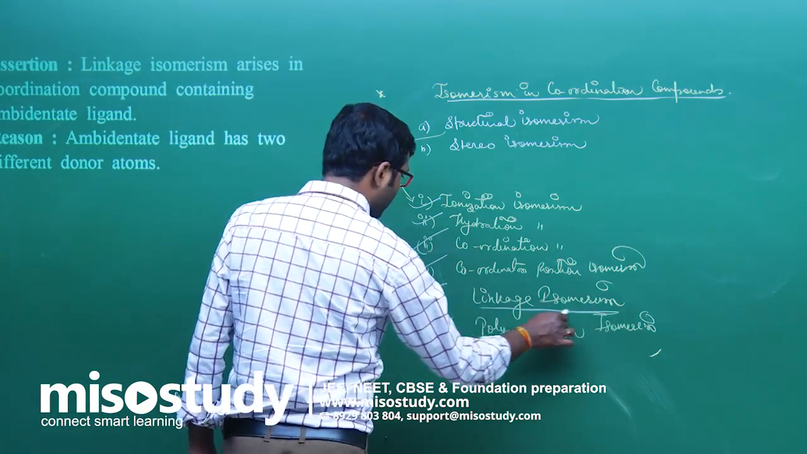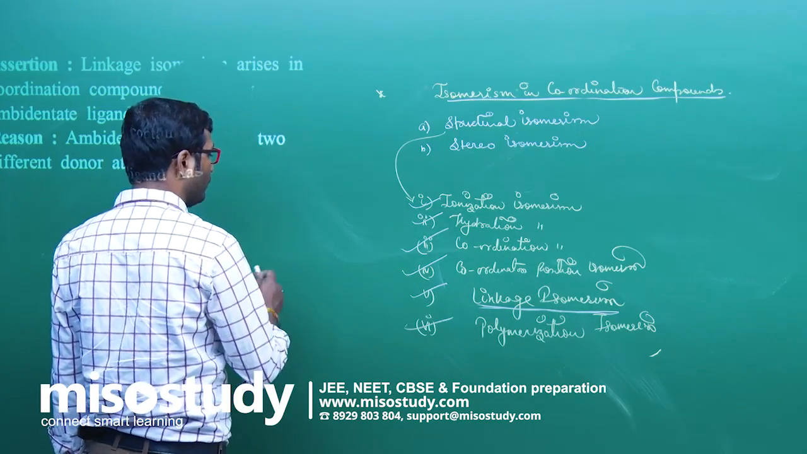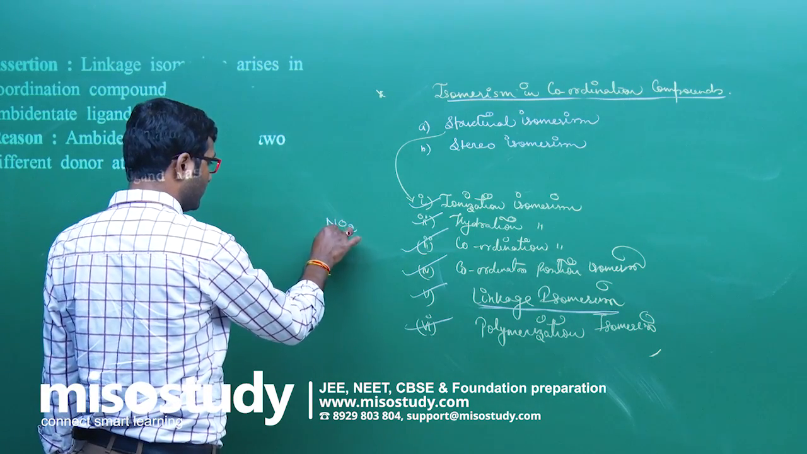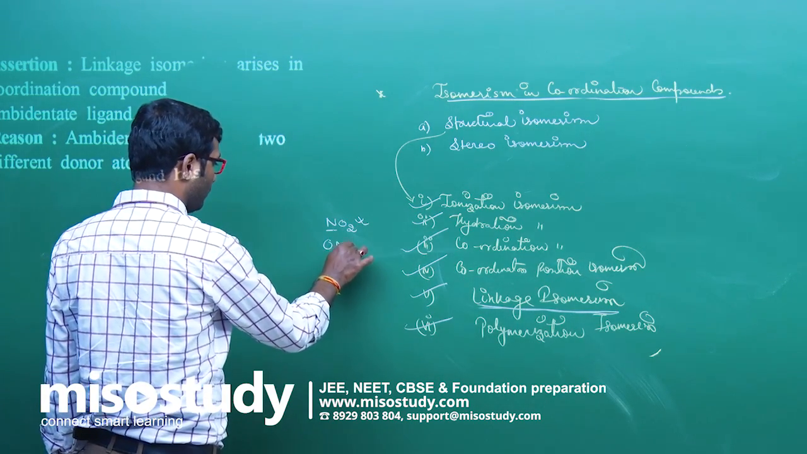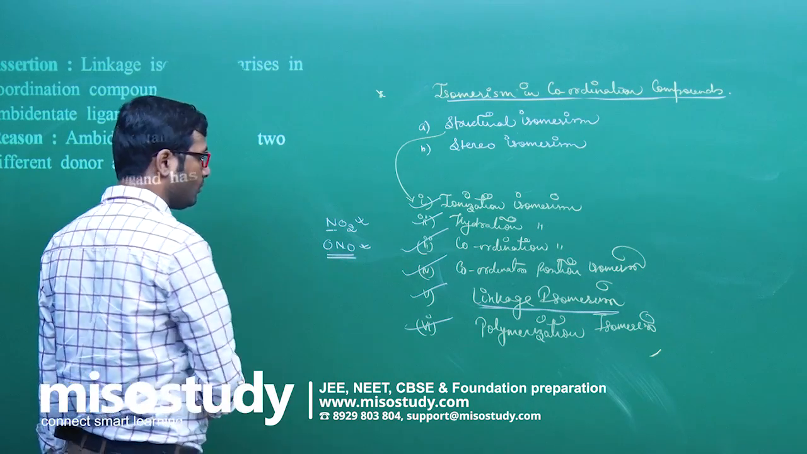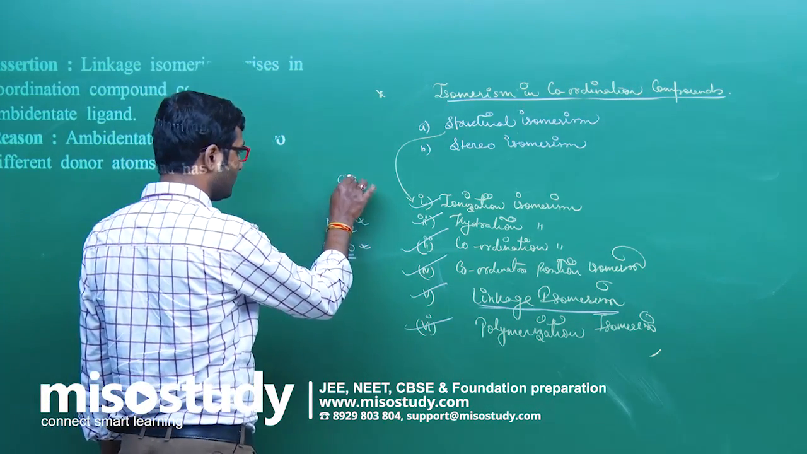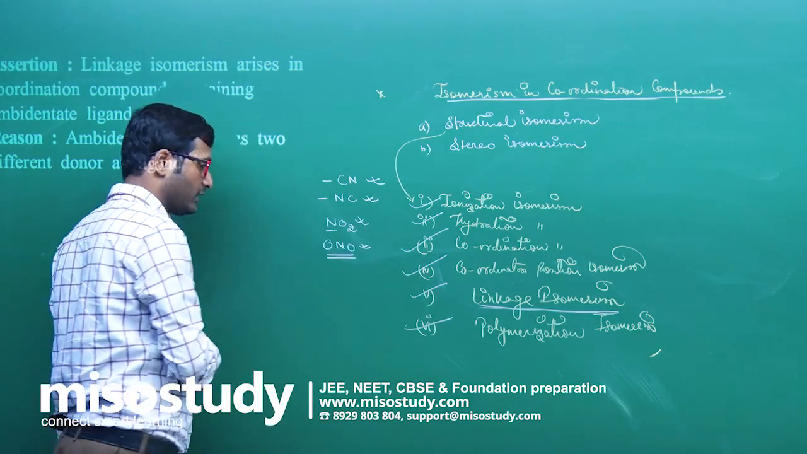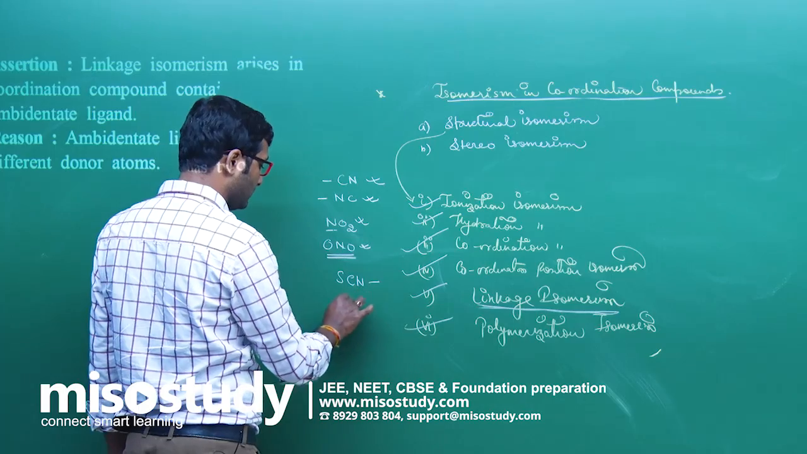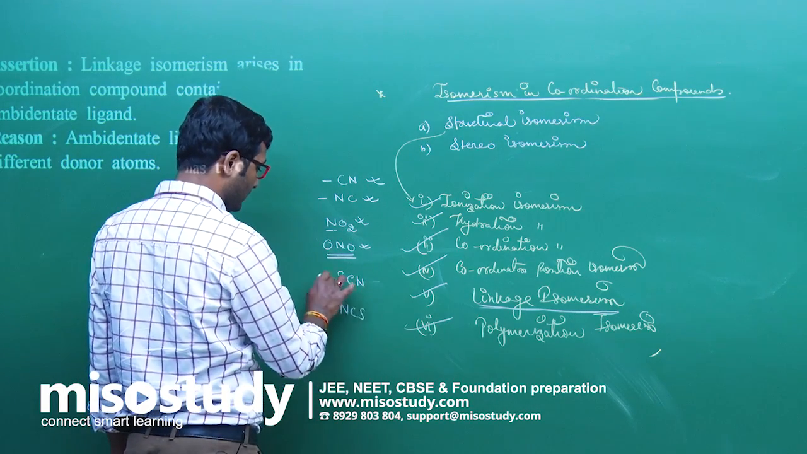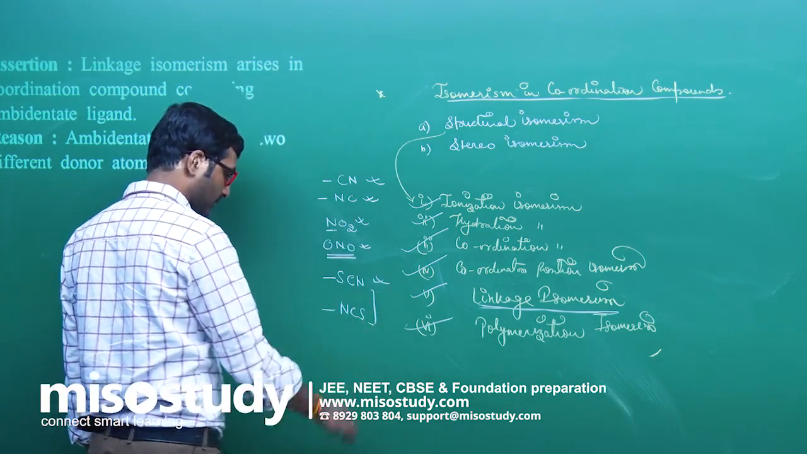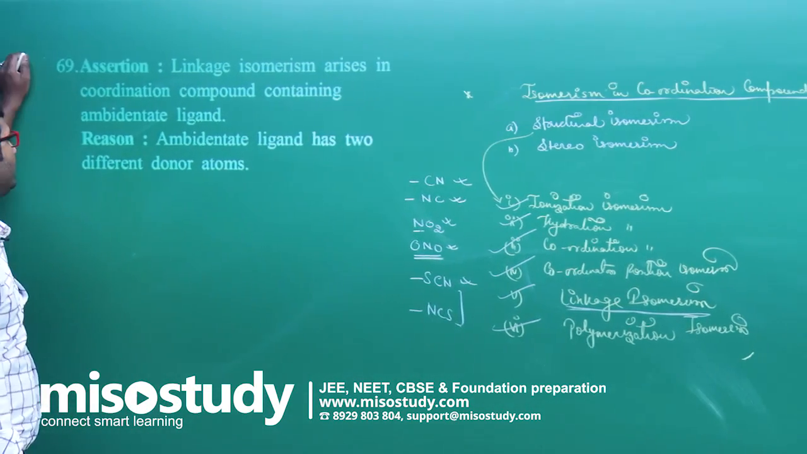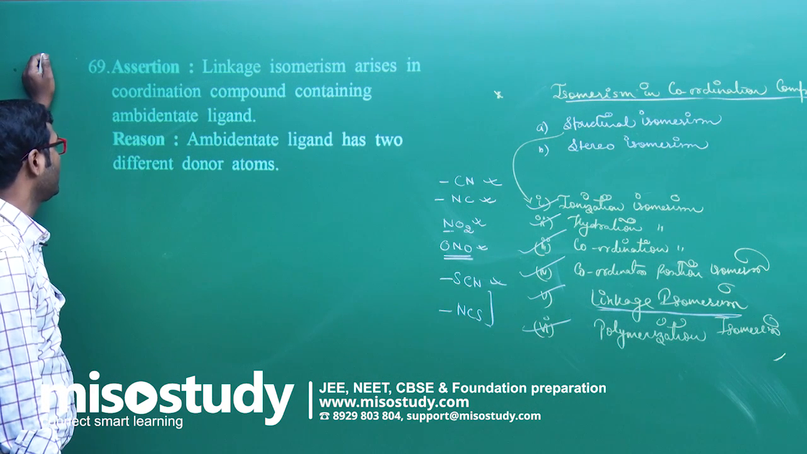We know linkage isomerism is given by such coordination compounds which contain ambidentate ligand, like NO2. If nitrogen is donor, it is nitro. If oxygen is donor, then nitrito-O. Then we will write CN, nitrile. If we write NC, isonitrile. Cyano, isocyano. Like SCN, then NCS. If sometimes sulfur is the donor atom, sometimes nitrogen is the donor atom. These are ambidentate ligands. Now the question here: linkage isomerism arises in coordination compounds containing ambidentate ligand.